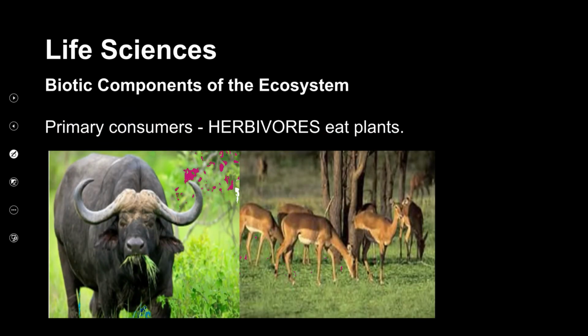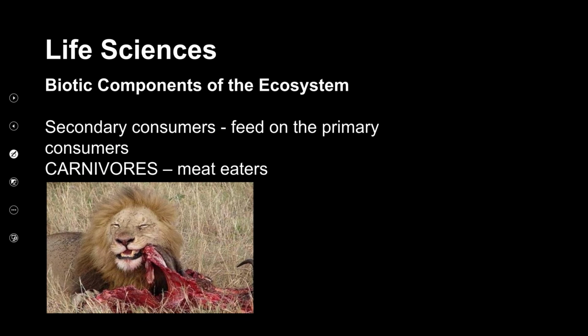So this illustration shows you the buffalo and some springbuck that are consuming different parts of the grass. We then move on to the second consumer, which is called the secondary consumers. We know that South Africa is a country that's rich in diversity, and we find a large degree of secondary consumers that feed on our primary consumers, so your herbivores. So these would be consumers that are generally feeding on your primary consumers.